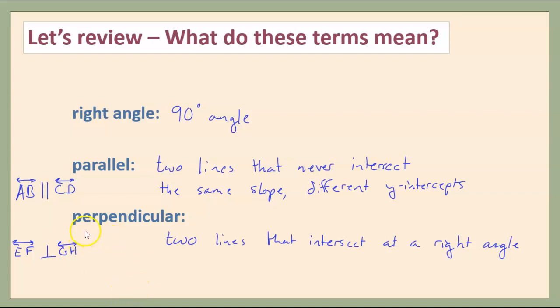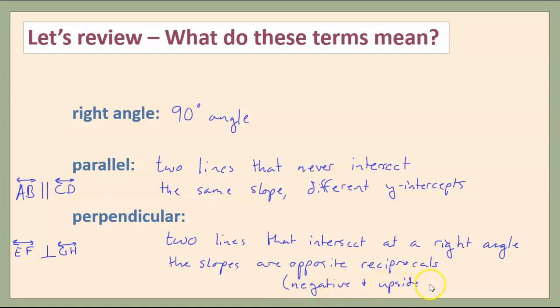We also had a slopes definition of perpendicular. We said that the slopes are opposite reciprocals. Opposite reciprocals. And that was a fancy way of saying negative and upside down, flipped upside down for a fraction. Okay, good memory. We've looked at right angles, parallel lines, and perpendicular lines in this unit.